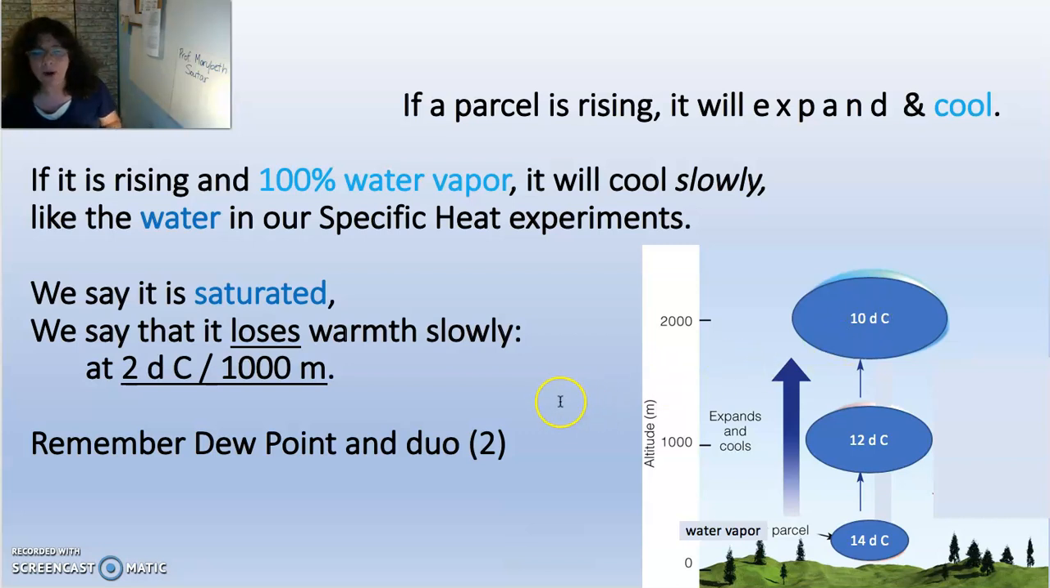You can remember the dew point adiabatic lapse rate of 2 degrees Celsius per 1,000 meters, but just remember, dew point is like duo, and a duo is 2. So I hope that helps you out.